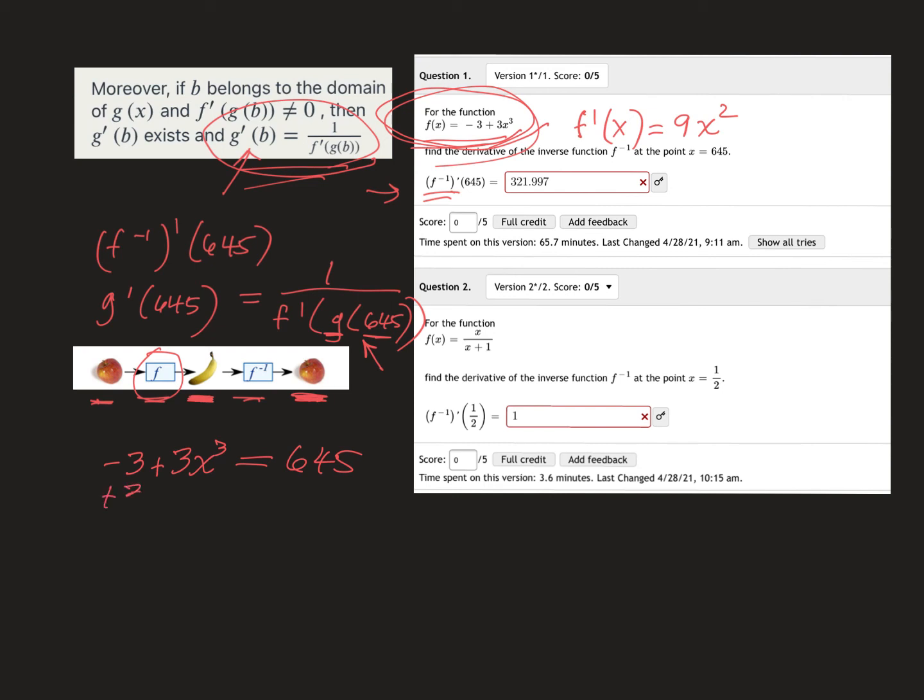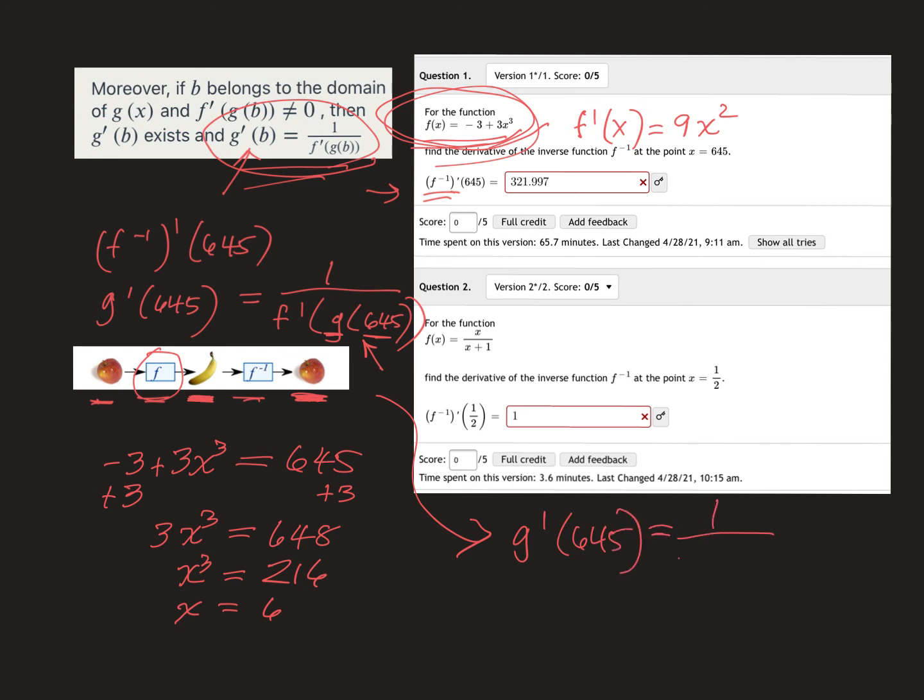So I'm going to add 3 to both sides, and I get 3x cubed equals 648. I'm going to divide both sides by 3, and I get 216, and then I take the cube root of that, and I get x equals 6. So this g of 645 is actually 6. So I'm going to go down here. So g prime of 645 is just 1 over f prime of 6.